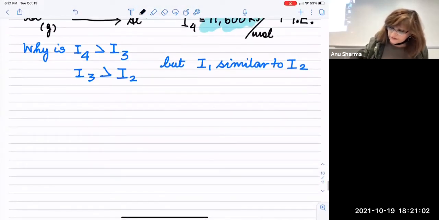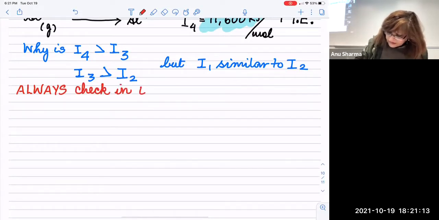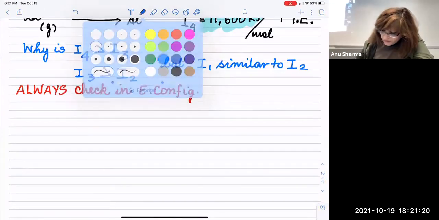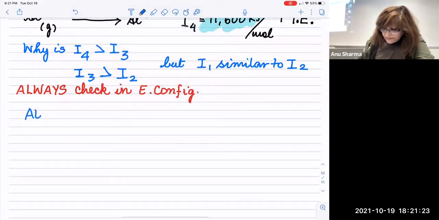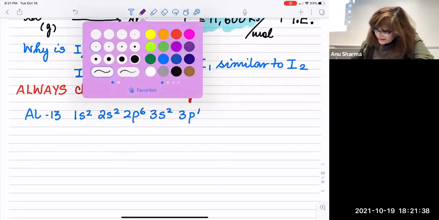The answer lies in the electronic configuration. Always, you should do this. Always check the electronic configuration, and then you can get the answers from there. So let's look at this. Ionization of aluminum. Aluminum 13: 1s2, 2s2, 2p6, 3s2, and 3p1.